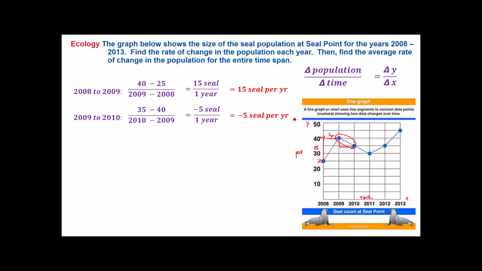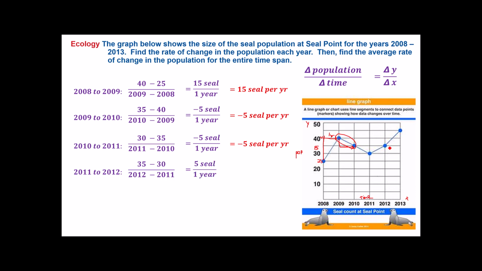The third one, from 2010 to 2011, you went from 35 to 30. That is going to be a decrease of 5 seal. Our ending was 30, our start was 35. So we went down 5 seal per year. Again, you've tried the next one on your own. We have gone from, let's see, 30 seal up to 35 seal. That's going to be an increase of 5 seal per year.